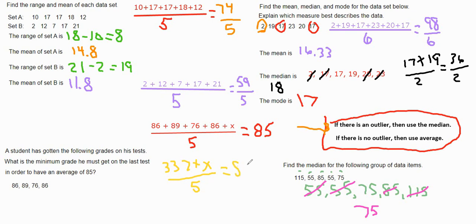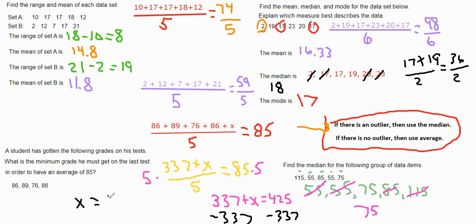This is a problem from a while ago. We multiply both sides by 5 to get rid of the fraction. That would give us 337 plus x equals 425. And then we would subtract 337 on both sides, and that would give us x equals 88. If you have any kind of questions, ask your math teacher.